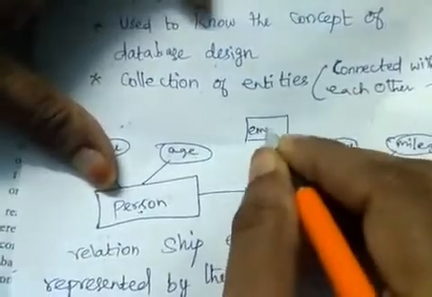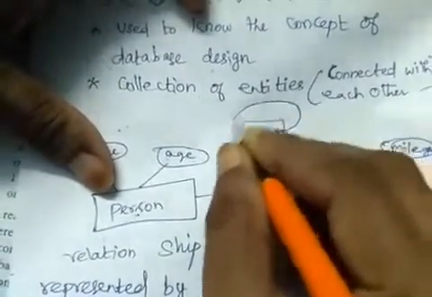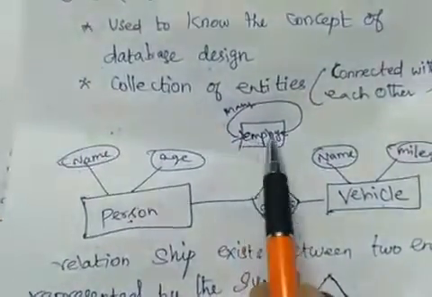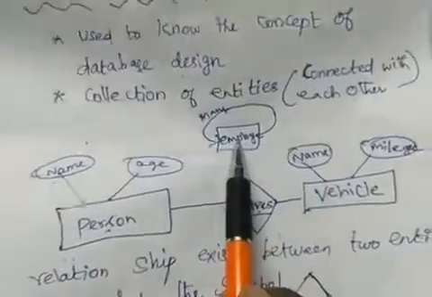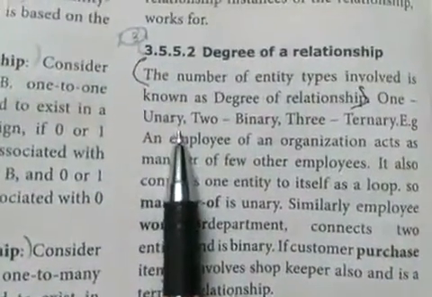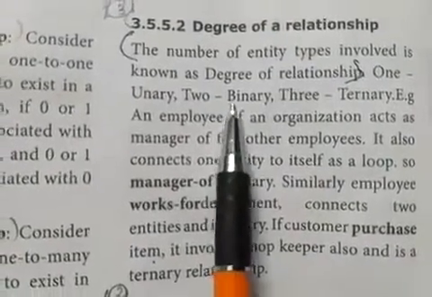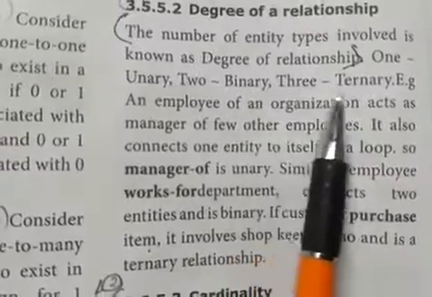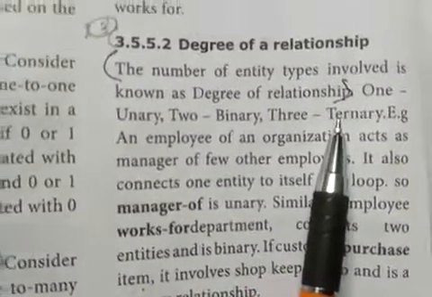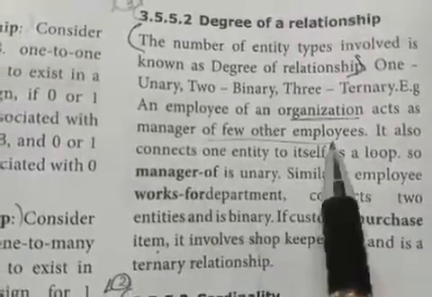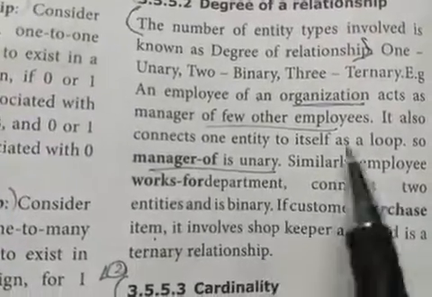Suppose an employee who acts as a manager for the company can be represented by himself. So here, the employee is himself a manager for this company. Here only one entity is involved, so it is called unary. If the relationship exists between two entities, it is said to be binary, and if the relationship exists between three entities, it is said to be a ternary relationship. So an employee of an organization acting as both employee and manager is a kind of unary.